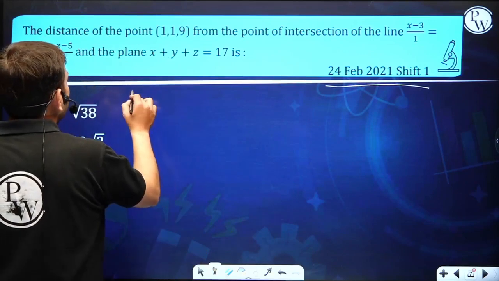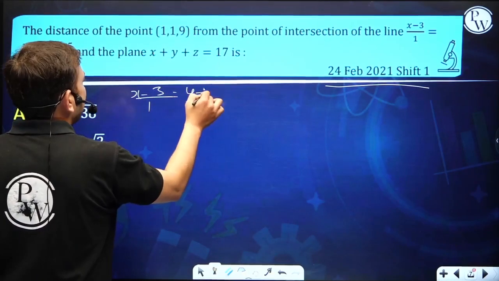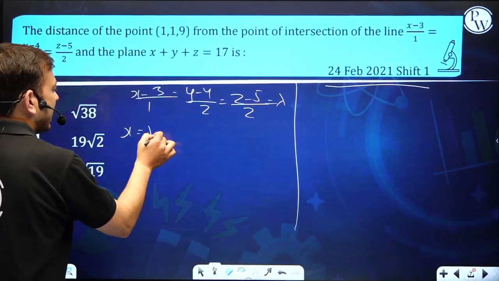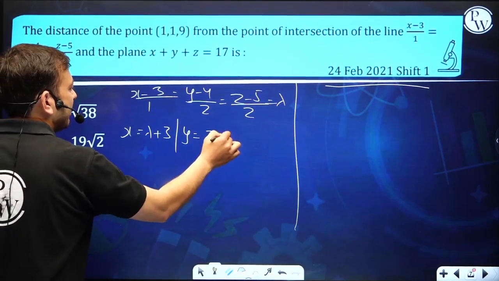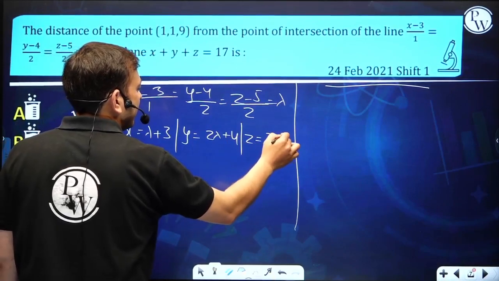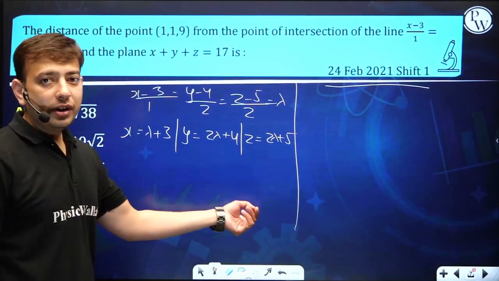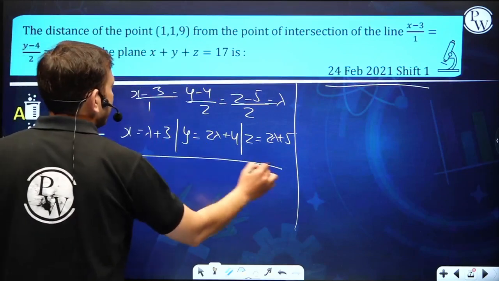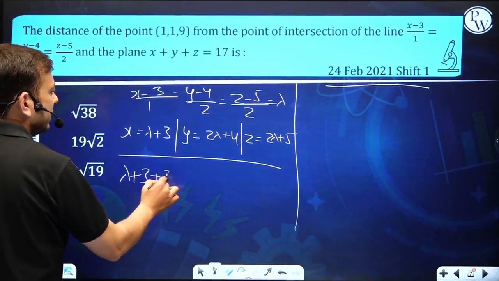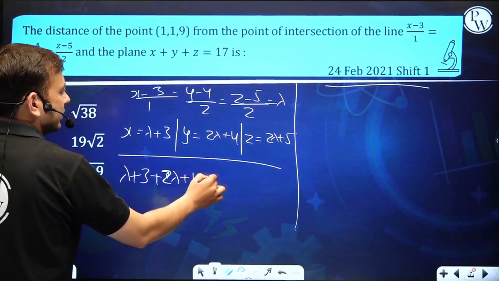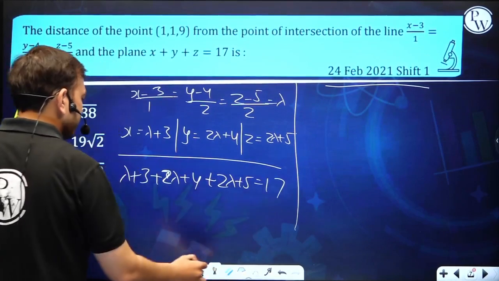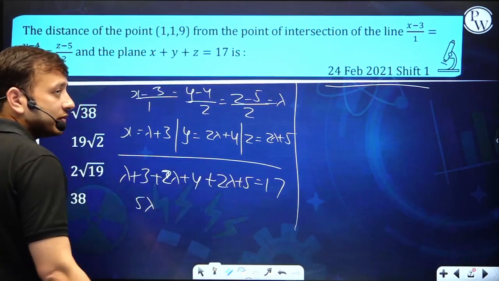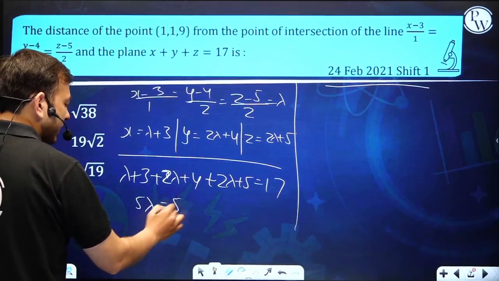Same way. So (x minus 3) by 1, (y minus 4) by 2, (z minus 5) by 2, let it be lambda. So x will be lambda plus 3, y will be 2 lambda plus 4, z will be 2 lambda plus 5. I got any point. Now if this point lies on the plane, meaning it intersects with the plane, substitute this value in the plane equation. So (lambda plus 3) plus 2 times (2 lambda plus 4) plus (2 lambda plus 5) is equal to 17. So 2 plus 2, 4, 4 plus 1, 5 lambda, 3 plus 4, 7, 7 plus 5, 12. 17 minus 12 is 5, so lambda is 1.